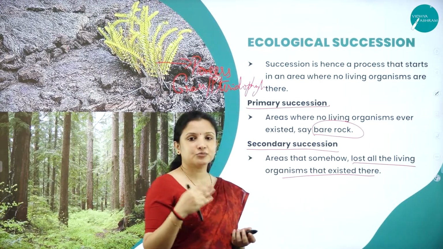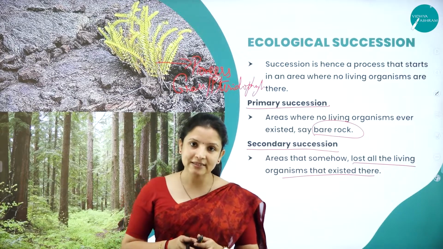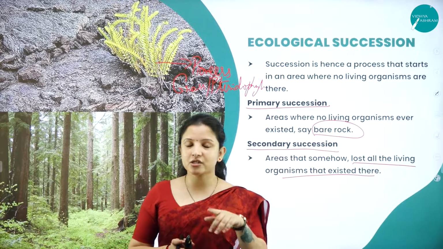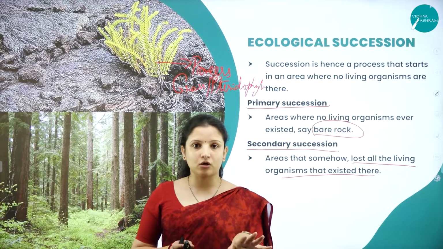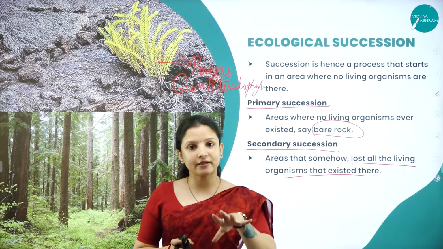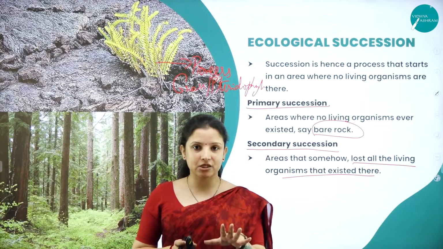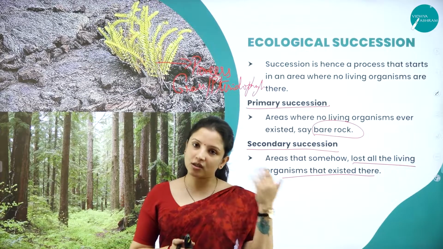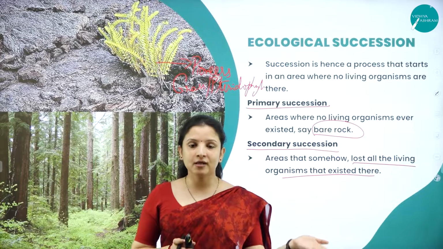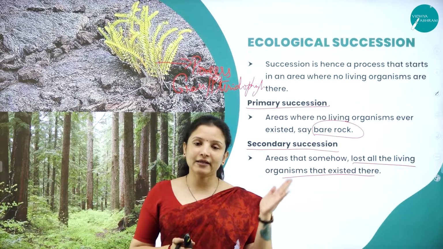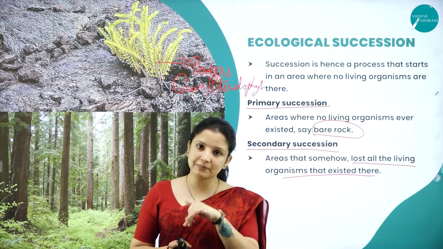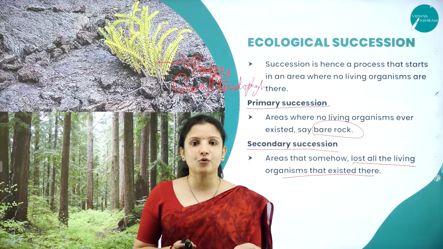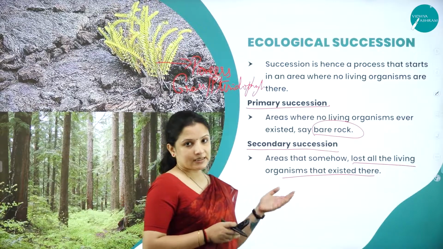So that is the difference between primary succession and secondary succession. In primary succession, earlier nothing was growing, for example a barren rock, but a plant started to grow there. In secondary succession, earlier the plants were growing there, but they got destroyed, and later on, after a few years, because of good environmental conditions, the plants started to grow back. That is the secondary succession.